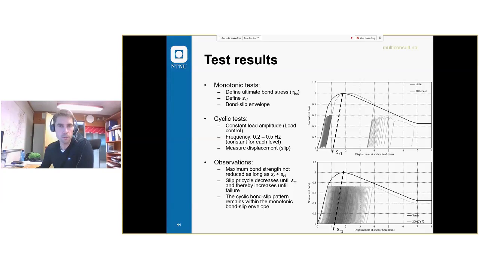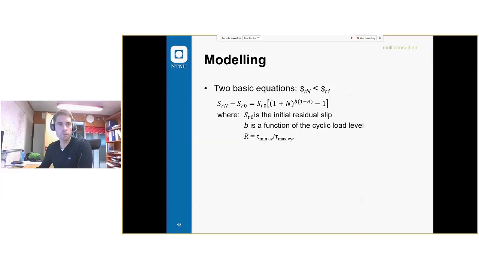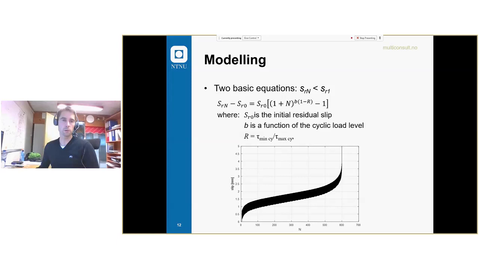In this figure, on the modeling, we have based the modeling on two equations. This can be found in the thesis. I will not go into very much detail in this presentation. Only it's interesting to know we have based it on two equations. First one looking like this, modeling the first part of the bond slip.